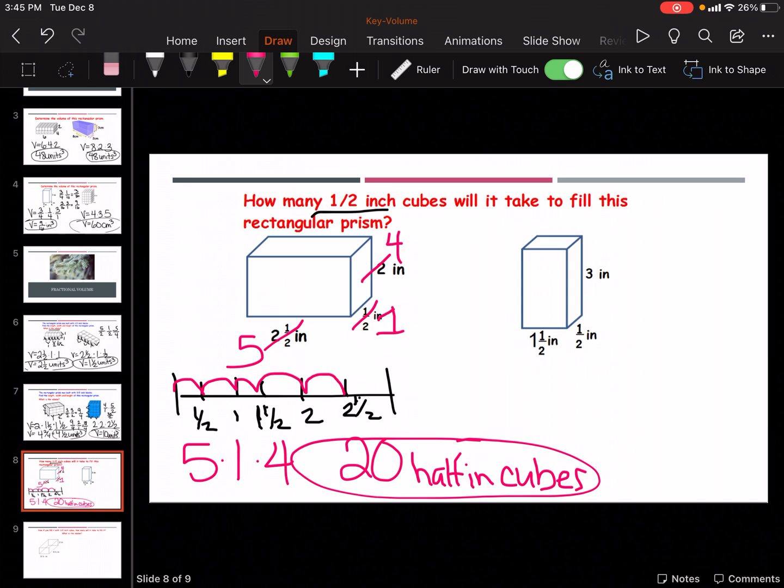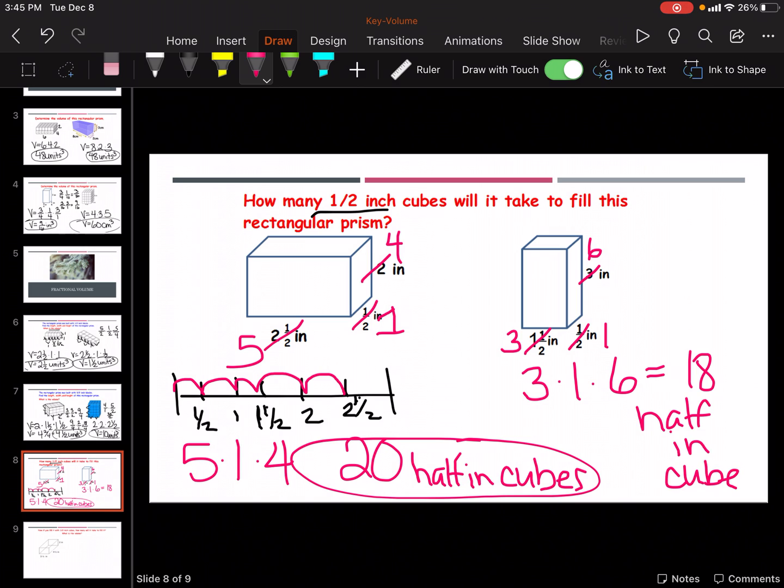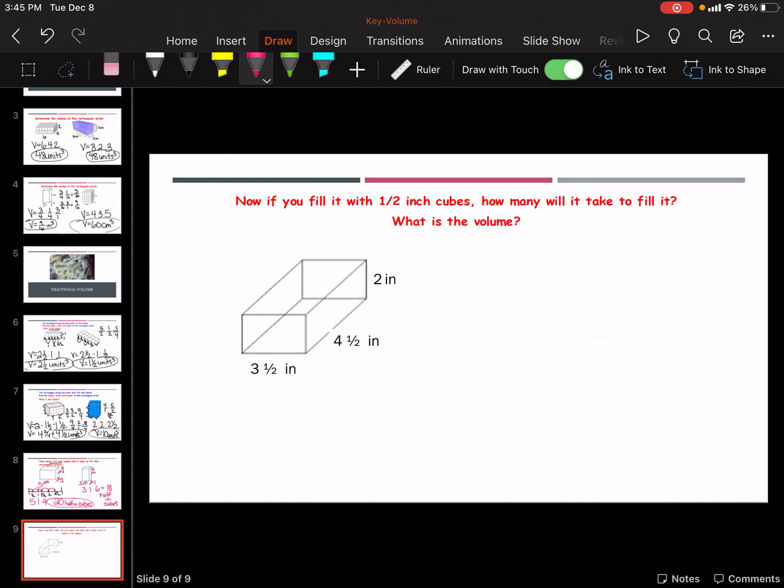So here in 1 1/2, we're going to get 3 cubes. In 1/2, we're going to get 1. In 3, we're going to get 6. So 3 times 1 times 6 gets me 18 1/2 inch cubes. Notice the units are different. Okay, go ahead and finish this last one and then come back and check it.